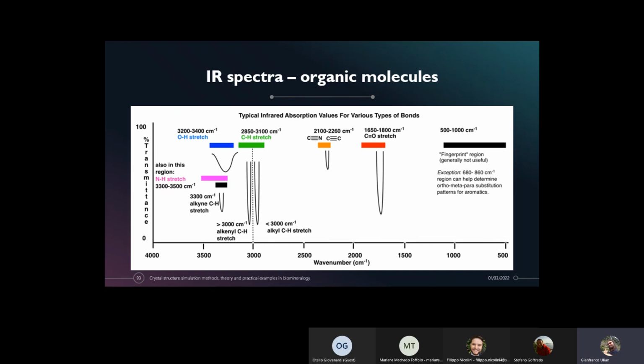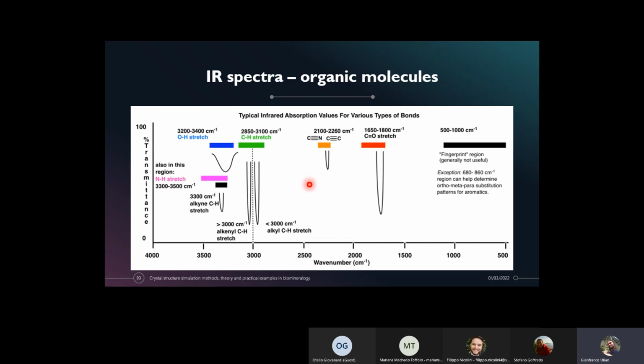Okay, we can continue. So we saw the bands. When you obtain a spectrum from your sample, you can see different bands, different signals, and what you do is actually assigning these bands to specific modes to investigate, at least qualitatively, your sample.